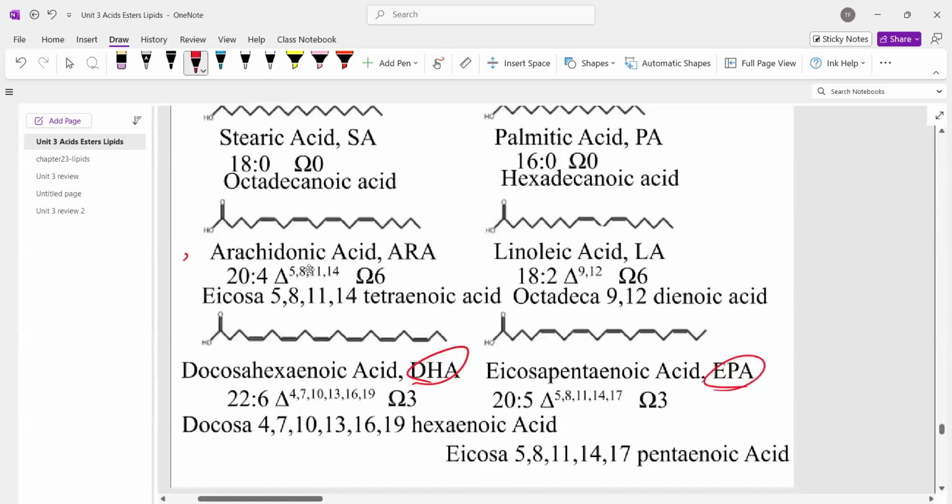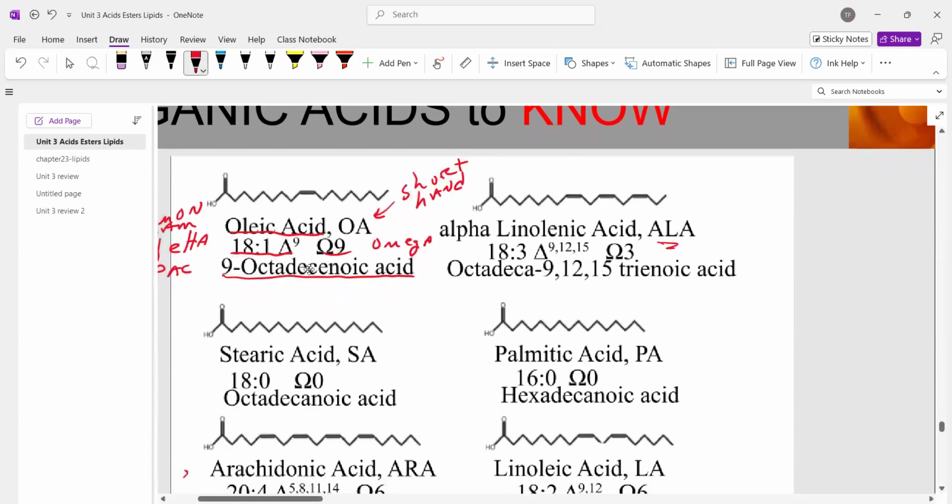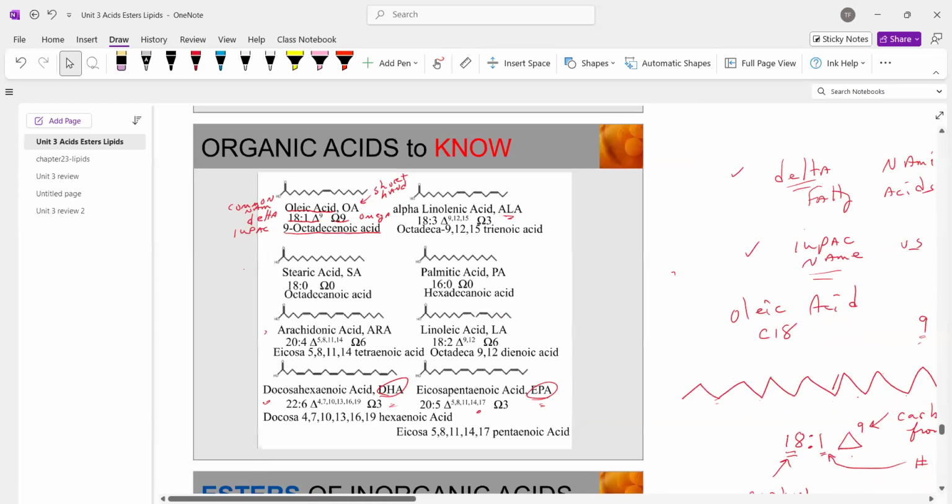These guys are frequently, you never hear pentanoic acid. You always hear EPA or DHA or ARA. Rarely do you hear the full name. But these two are omega-3s. Frequently when you buy a tablet of fish oil, they'll give you how much DHA and how much EPA is in there. Usually ALA as well. But this would be good practice for naming it.